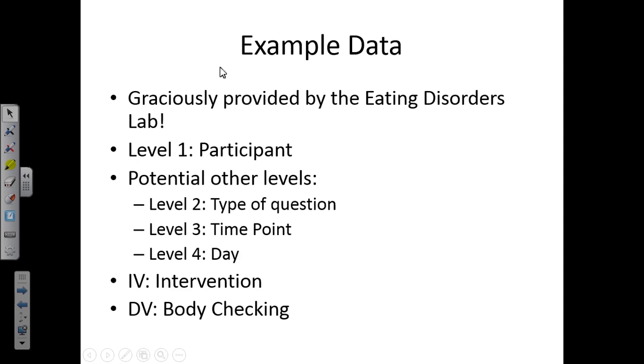All right. So we've talked a little bit about their data. The level 1 part is participant. So that's mostly what I'm going to model. Almost always participant is level 1, which means that's what most of the data is nested by. So control for the fact that these are all correlated because they're the same person. But we also could nest in other levels. So they have the type of question we're using for the DV, and the time point during the day and the day itself.